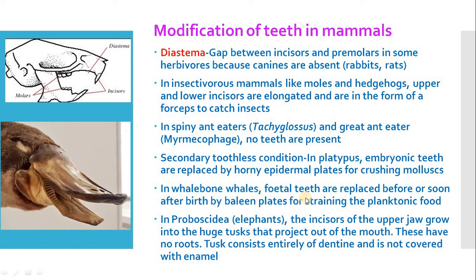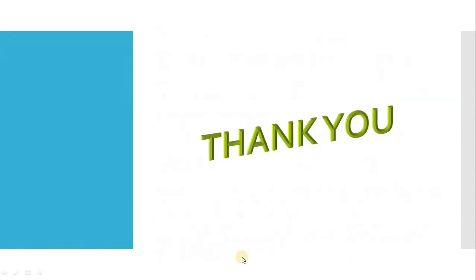Then in whalebone whales, fetal teeth are replaced before or soon after birth by baleen plates. Baleen plates are used for filtering plankton. In the case of elephants or proboscidea, the incisors of the upper jaw grow into huge tusks because the basal portion of the pulp cavity is open. The odontoblasts will get continuous nourishment. These have no roots. Tusk consists entirely of dentine and is not covered with enamel.